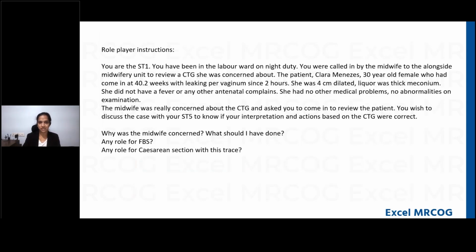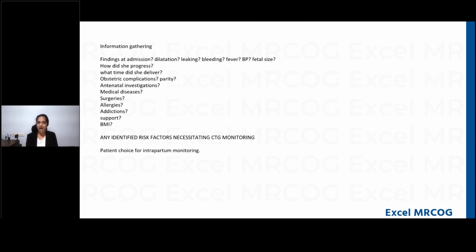There are certain questions, or certain history, that you would need to ask from the role player. What would that history be? You need to know findings at admission; dilatation and leaking are already provided to you. What was the color of the liquor? Bleeding, fever, blood pressure, fetal size, so is there a growth restriction or not? How did she progress? Or why was the CTG started in the first place? Do you start CTG for all patients? No. So why was the CTG started in the first place? How was the progress? What time did she deliver, if she delivered?